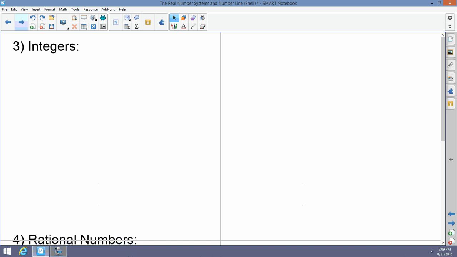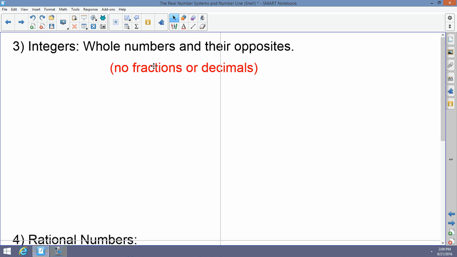Integers. Integers are something we're going to be working with a lot, so please try to really focus up and understand what integers are. Integers are very simple. They're literally the whole numbers and their opposites. There are also no fractions or decimals. There are no fractions or decimals in natural numbers, whole numbers, or integers. There could be negative fractions and there could be negative decimals, by the way, but those are not known as integers. We're going to talk about those in a little bit.